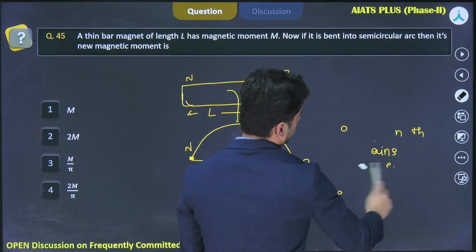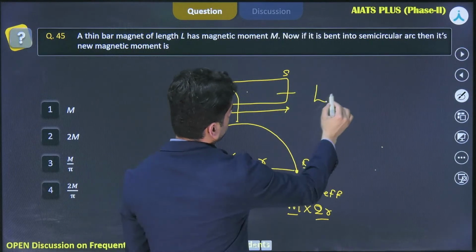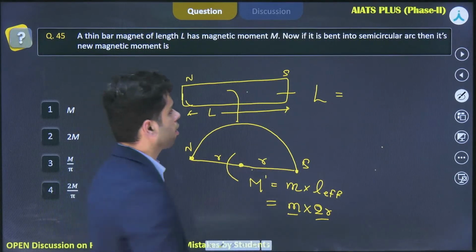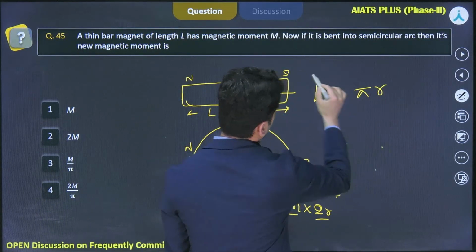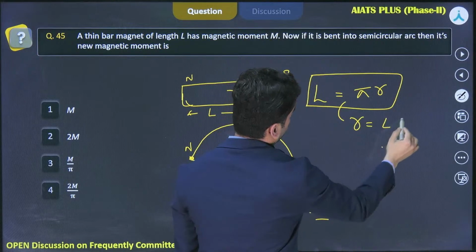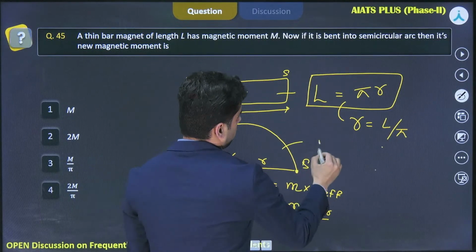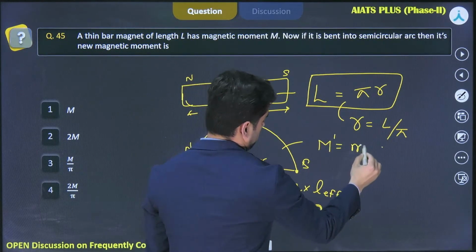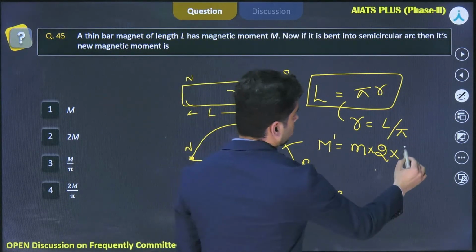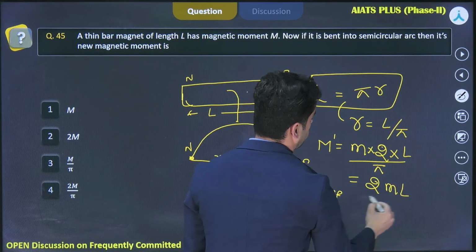So I can write that. What is the length of this? It is L. And what is the circumference of this? If the radius is R, what should be the circumference of this semicircular arc? It should be equal to pi R. So L should be equal to pi R, or from here I can write that R should be equal to L over pi. Right? So M prime was written as m into 2 into R. Now in place of R, write L by pi. So it becomes 2mL by pi.